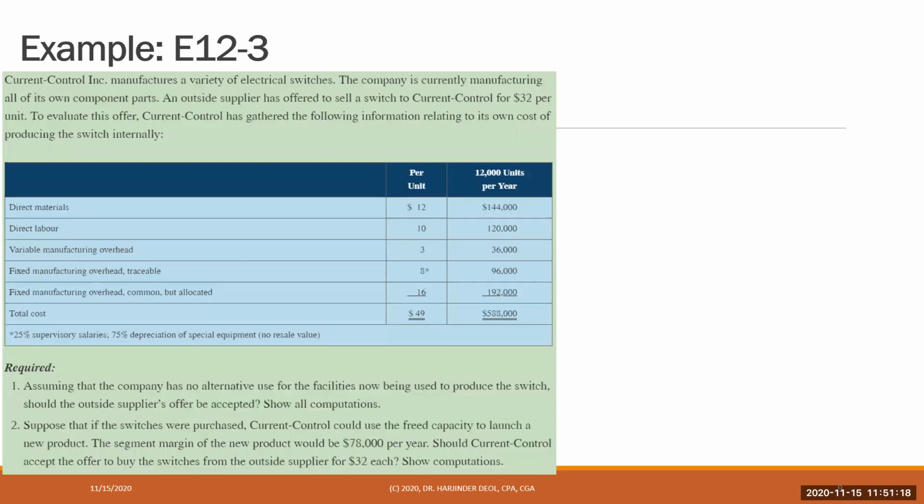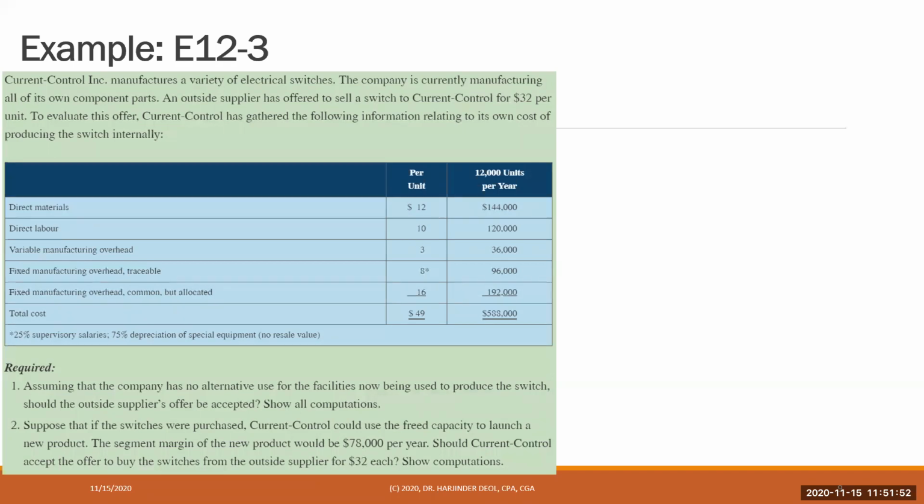Here's an example from the textbook, exercise 12-3. Current Control Inc. manufactures a variety of electrical switches. The company is currently making all of its component parts. An outside supplier has offered to sell a switch to Current Control for $32 a unit. To evaluate this offer, Current Control has gathered the following information relating to its own cost of producing the switch internally. They make 12,000 units a year.